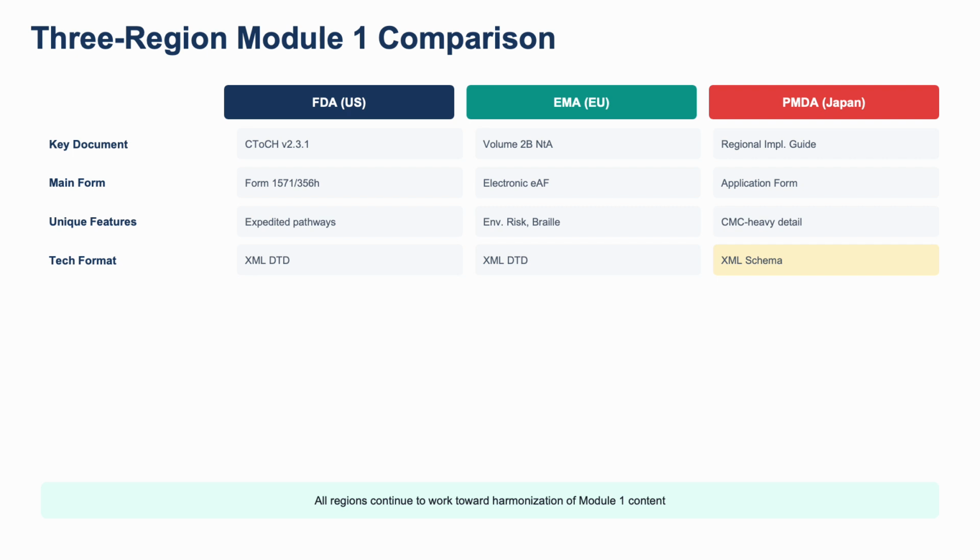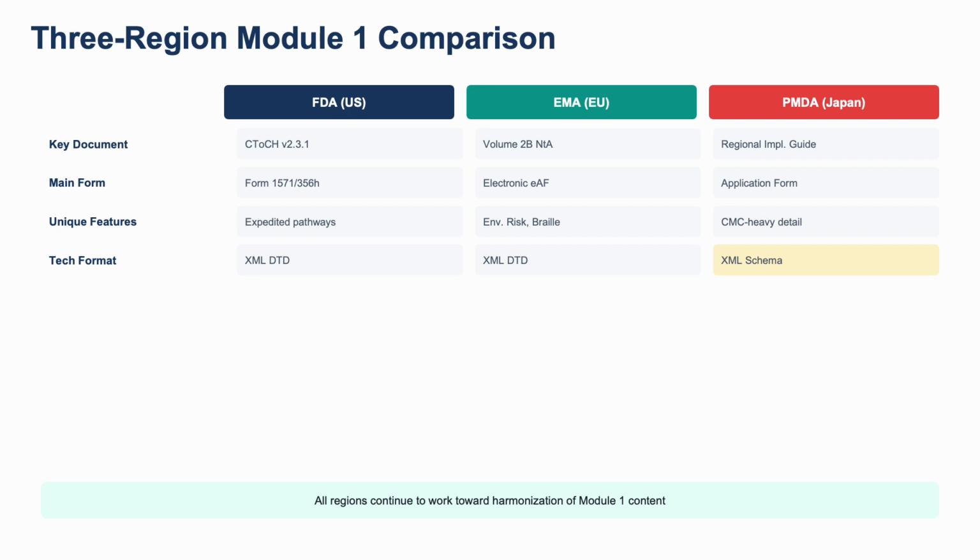Unique features include FDA's expedited review pathways documented in Module 1, EMA's environmental risk assessment and Braille requirements, and Japan's extensive CMC detail requirements. From a technical format perspective, both FDA and EMA use XML DTD while Japan uses XML schema. Despite these differences, all regions continue working toward greater harmonization of Module 1 content, which should eventually simplify global submission preparation.